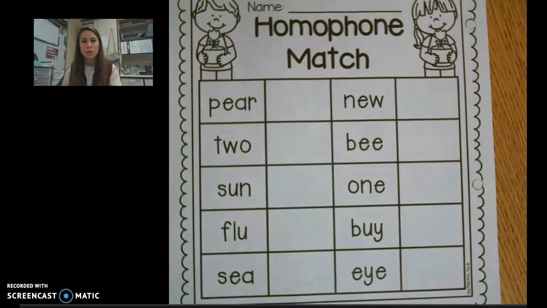So, homophones are two words that sound the same, but they are spelled differently and they have a different meaning. But the words sound exactly the same when you hear them.